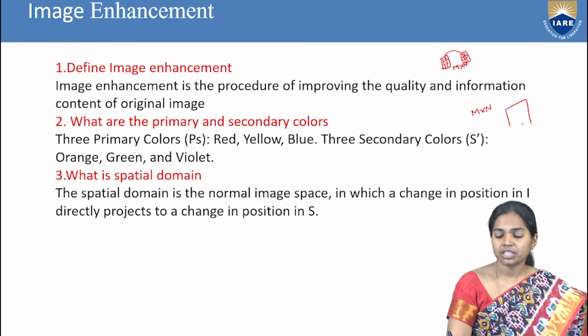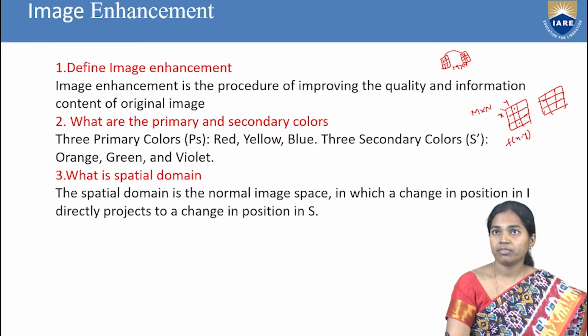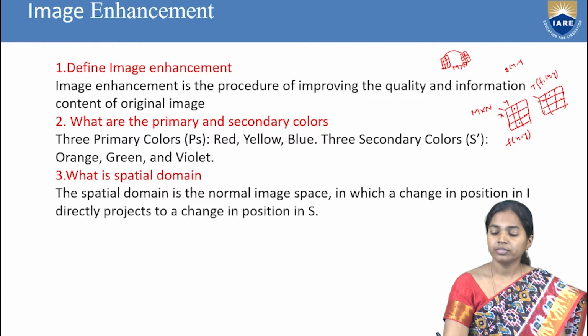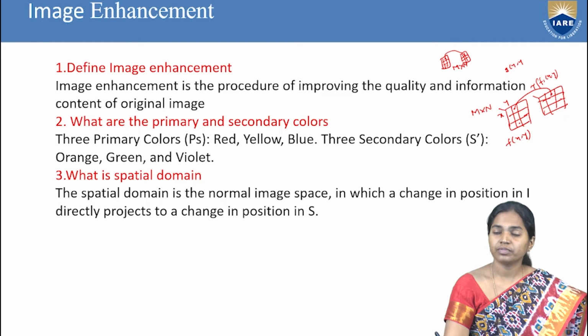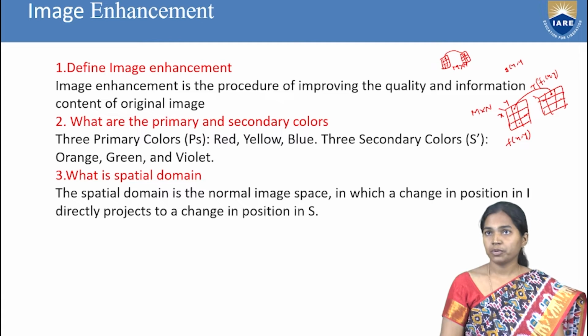I am applying the transformation function on this particular pixel or this pixel. This is my original image, f of x comma y, and this is my resultant image. I apply the transformation function to f of x comma y. The resultant is f of u comma v, or g of x comma y. The resultant is stored in the same location of the target image. So this is the point processing technique.